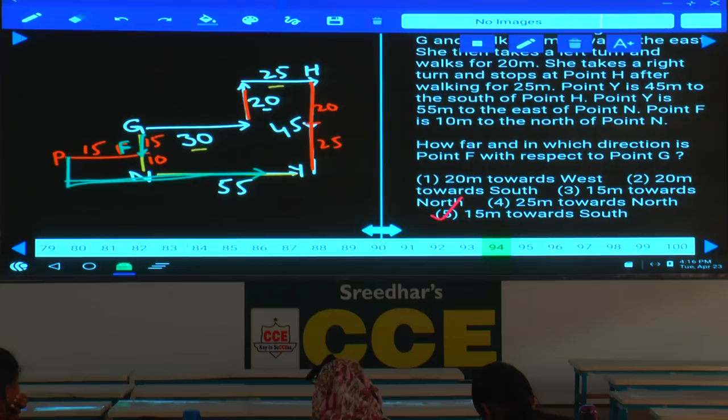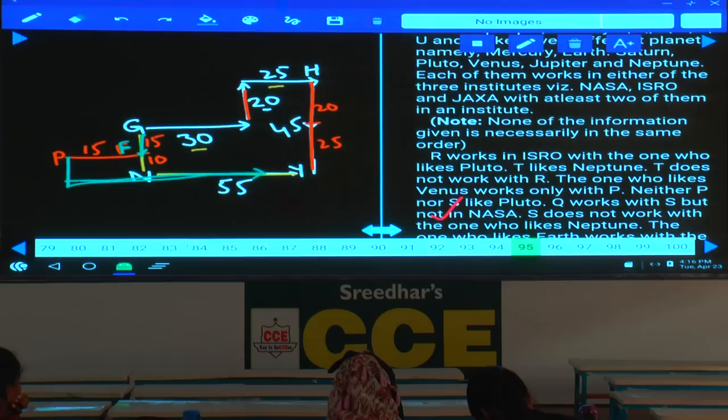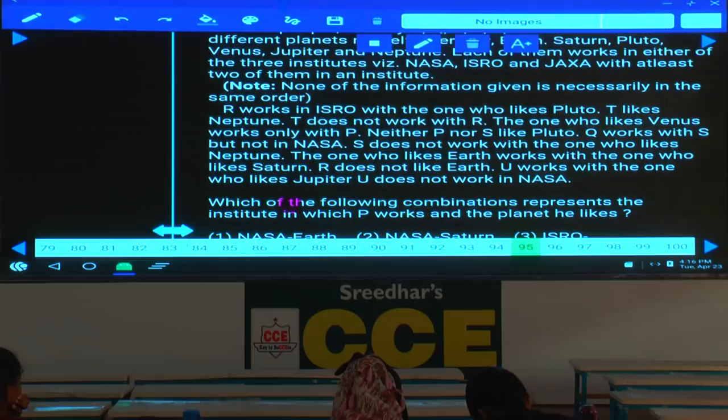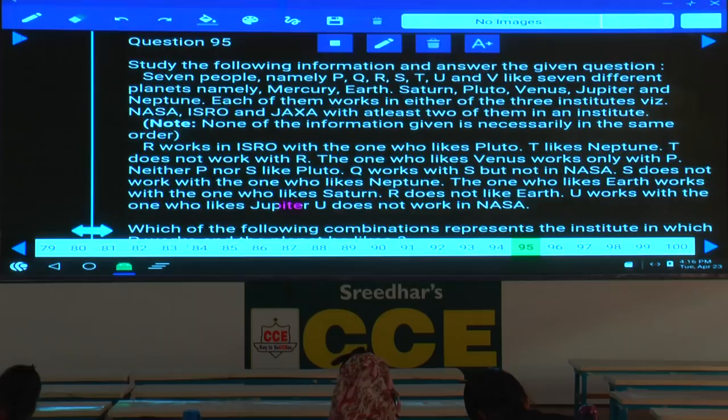Then coming to 95 to 100. This is again based on one more puzzle. What is the information given here? 7 people. Who are those 7 people? P, Q, R, S, T, U, and V, like 7 different planets, namely Mercury, Earth, Saturn, Pluto, Venus, Jupiter, and Neptune. Each of them works in either of the 3 institutes, NASA, ISRO, and JAXA, with at least 2 of them in each institute.